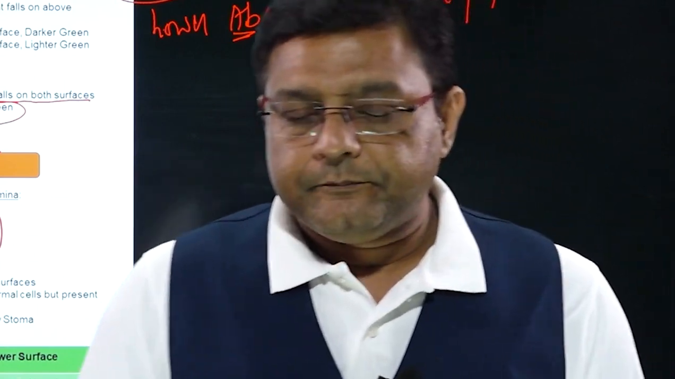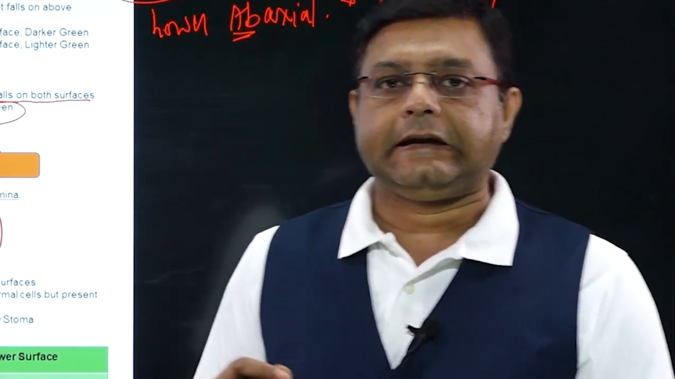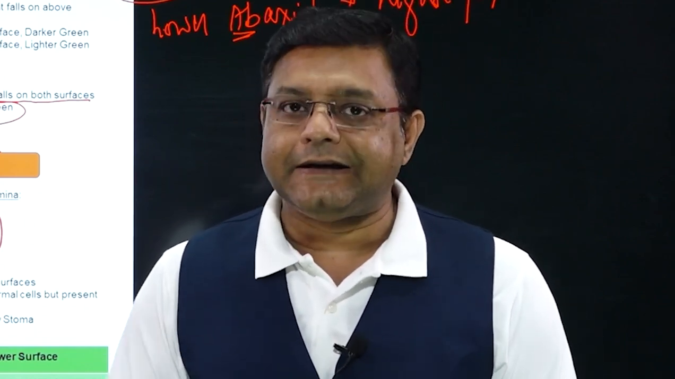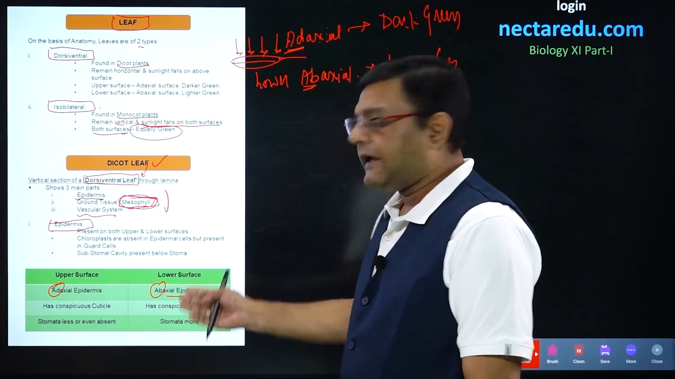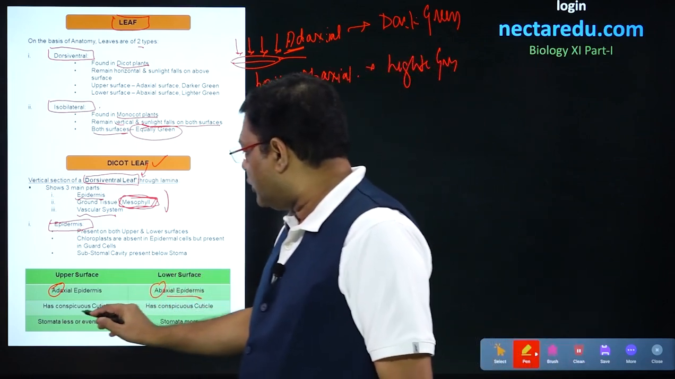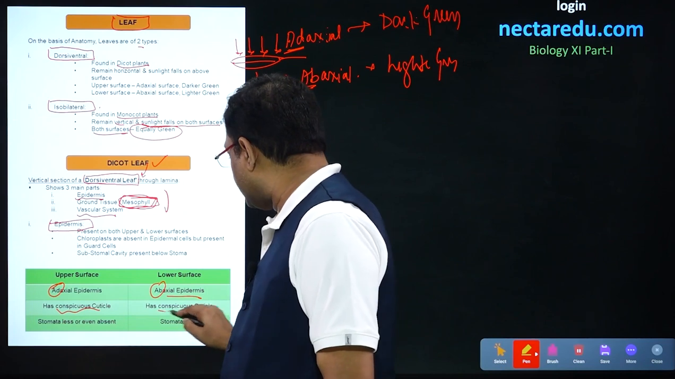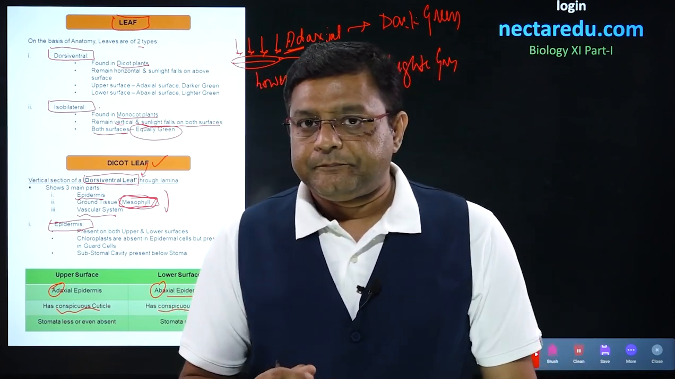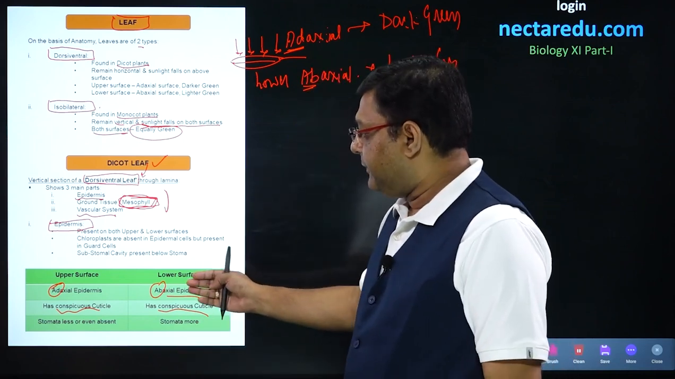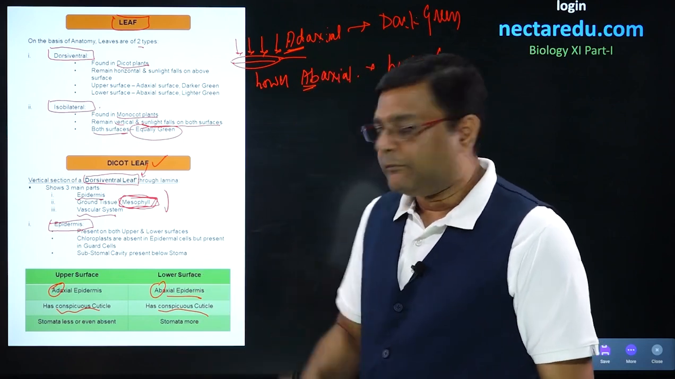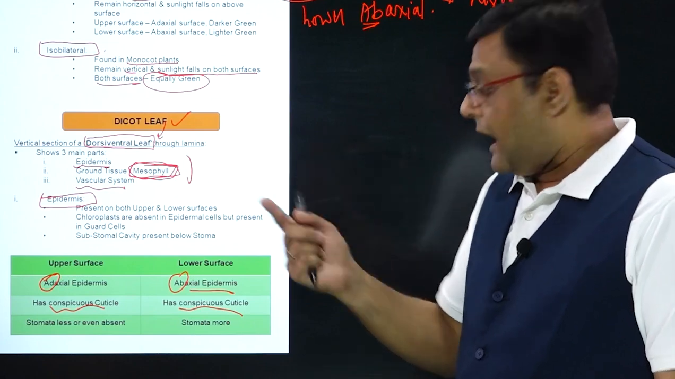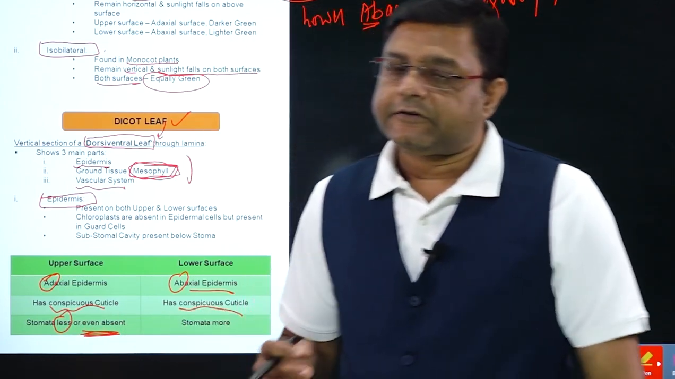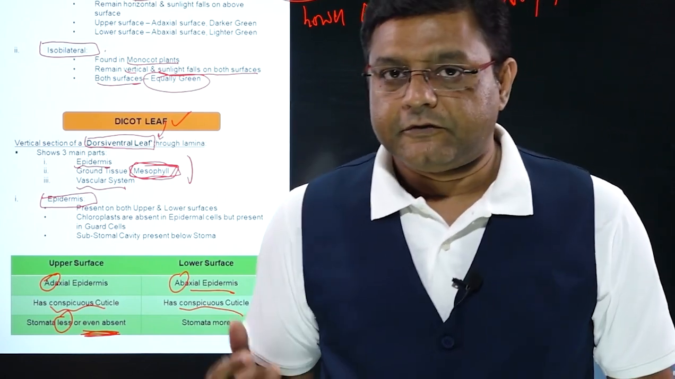Talking about the cuticle, cuticle is present in the case of stems as well as leaves. Cuticle is absent in the case of roots. In this case, there are two surfaces and both surfaces will have conspicuous cuticle present. Talking about the stomata, stomata will be present in more numbers on the lower surface. Upper surface will have less stomata, or there may be cases in which stomata are absent in upper surface.